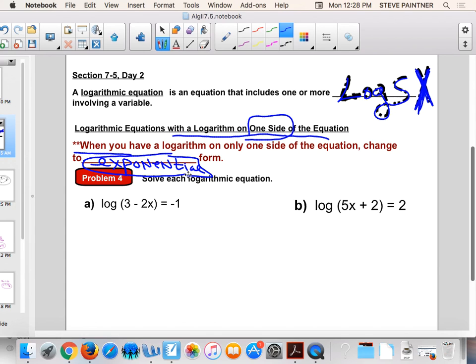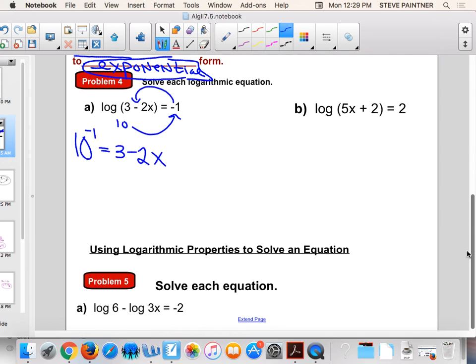What base am I in? 10, isn't it? Don't see a number, it's 10. So here we go. Exponential form would be 10 to the what? 10 to the negative 1 equals this number, whatever number you took the log of. Well, that'd be 3 minus 2x. Okay, well, first of all, what's 10 to the negative 1? 1 over 10 to the positive 1, right? 1/10 equals 3 minus 2x.